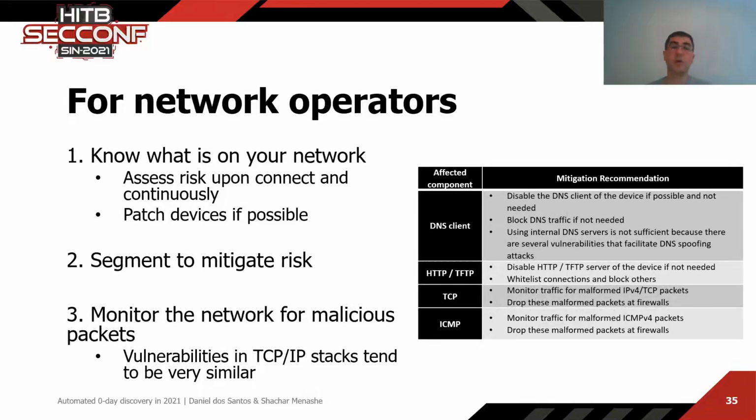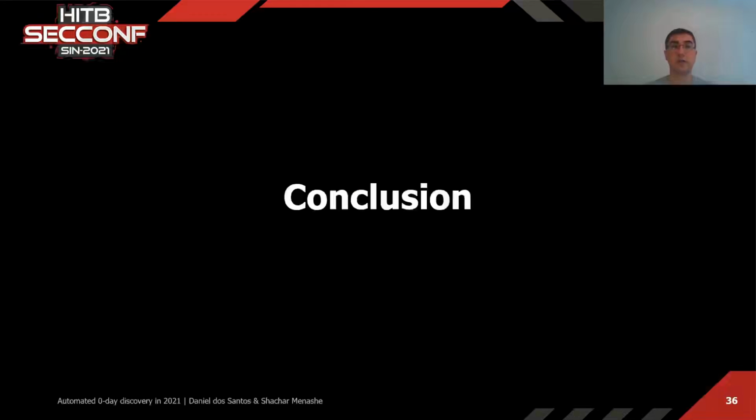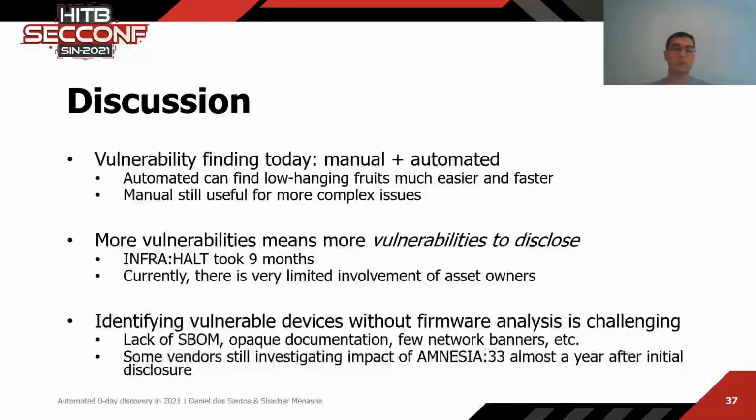Automated vulnerability discovery can find low-hanging fruits much easier and much faster than researchers just looking at the code. But manual vulnerability research is still useful for finding more complex issues, right? For now, there are still issues that are difficult for automated vulnerability discovery techniques to find. And we believe that in the future as well, there will be issues that are always more difficult to find, but more and more automation is becoming part of the mainstream, right? And part of the goal of this presentation today is that we help it become part of the mainstream as well by disseminating these ideas.